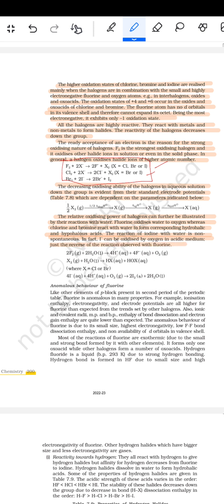observed with fluorine. जैसे F2 + H2O देगा H⁺ + F⁻ + O2 और फिर X2 + H2O देगा HX + HOX, जहाँ X बराबर क्लोरीन और ब्रोमीन है. फिर I⁻ + H⁺ + O2 देगा I2 + H2O.